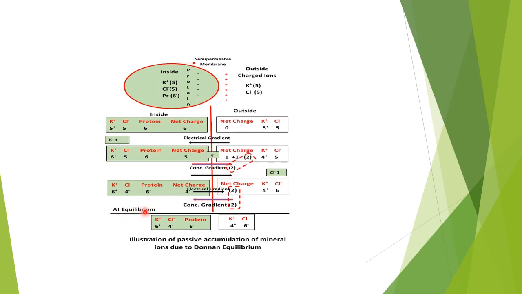At equilibrium, what will happen? There will be 6 chloride and there can be 6 potassium. Chloride will be 4. Proteins will be 6 there. And here it will be potassium and chloride, 4 and 6. So that means an equilibrium can be achieved here. But at the equilibrium, what will happen? There will be net charges. It will be more on this side, less on this side. Let us explain it this way.